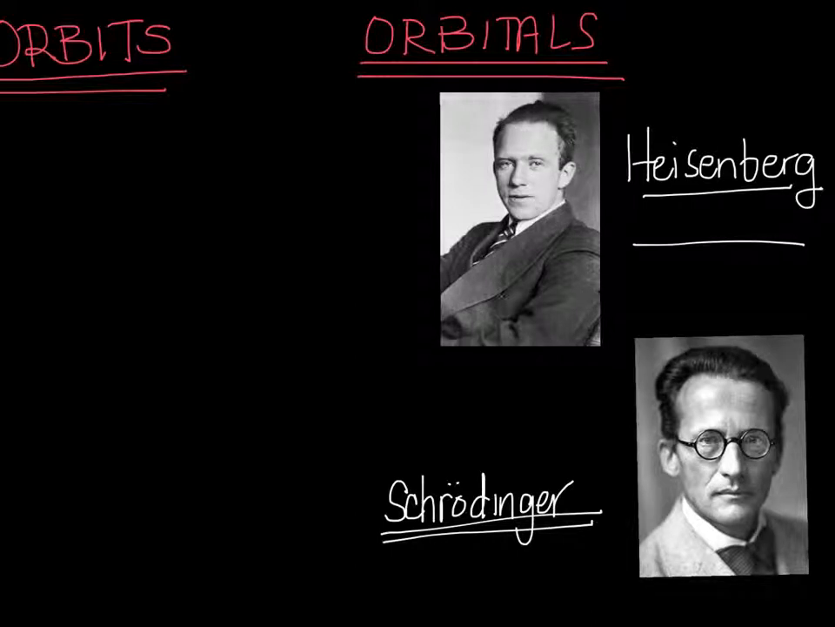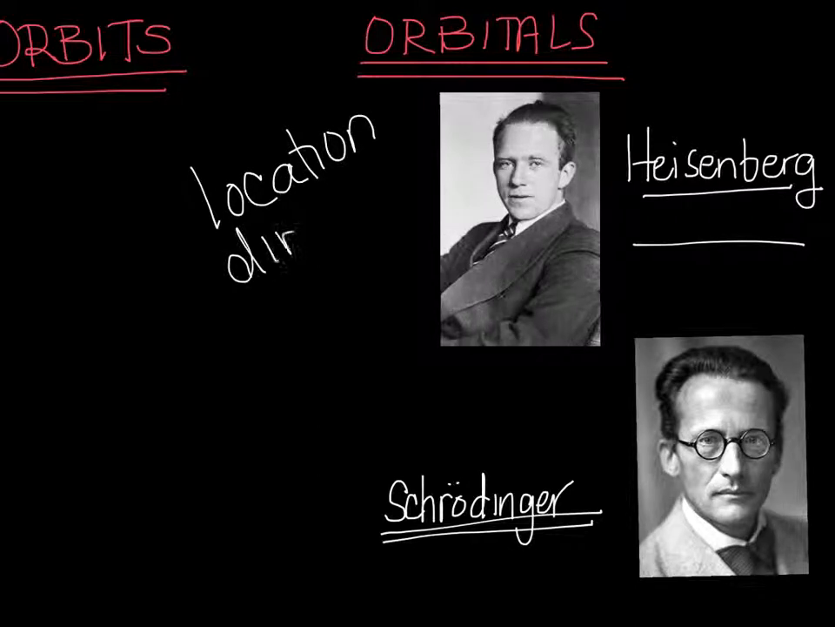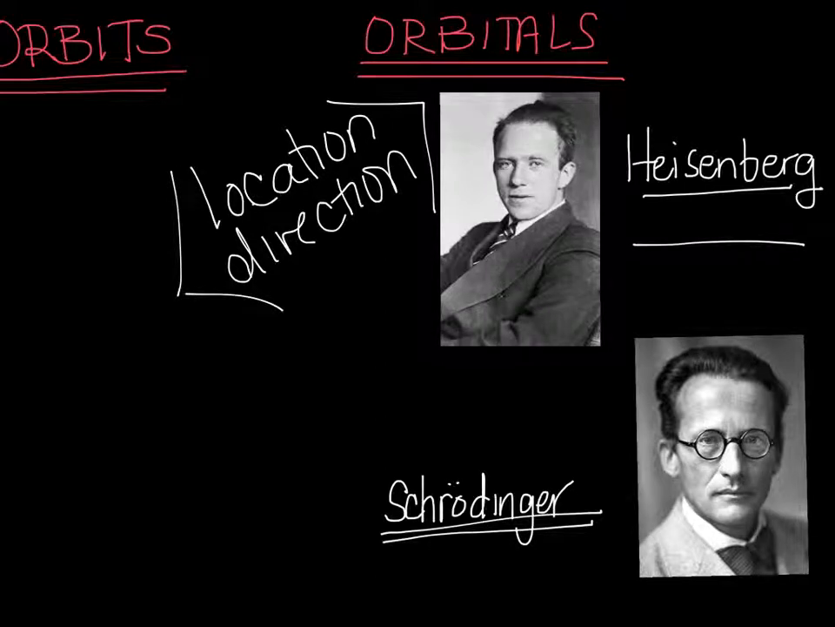And so two different scientists really governed what we today believe is the quantum mechanical model of where we find electrons. One was Heisenberg, and Heisenberg came up with what's called the Heisenberg uncertainty principle. The Heisenberg uncertainty principle basically says that it is not possible to know the location and the direction of an electron at the same time. That if you simply try to measure one, you actually will cause the other to change.